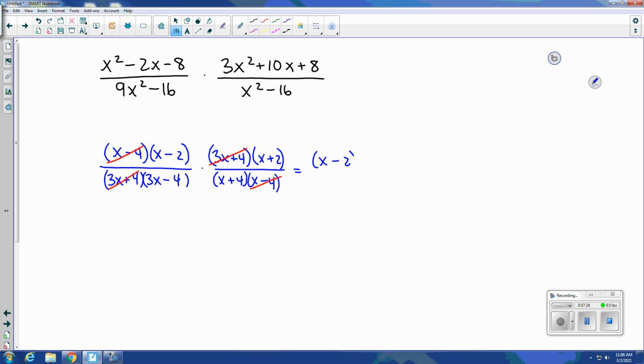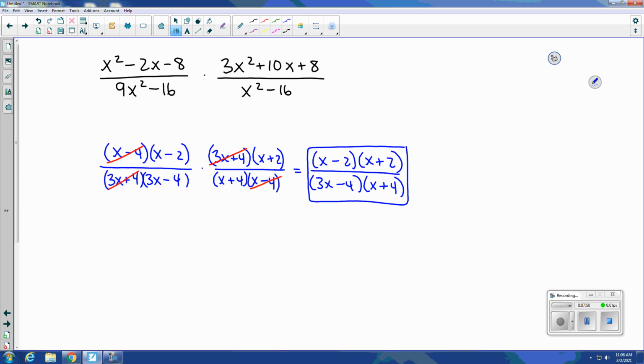So when we combine, now we can multiply across the top. We have x minus 2 times x plus 2 over 3x minus 4, x plus 4. And we can leave our answer like this. If you want to double distribute to get just a single polynomial up top, if that's what the directions want you to do, that's fine, but we can leave it as a product of binomials for now, just to illustrate how to multiply with polynomial expressions in the numerators and denominators.